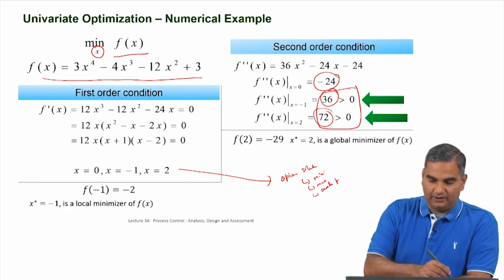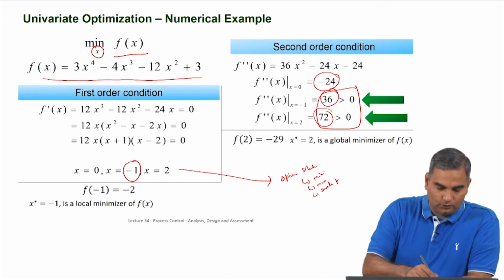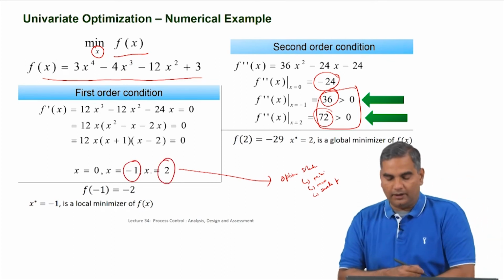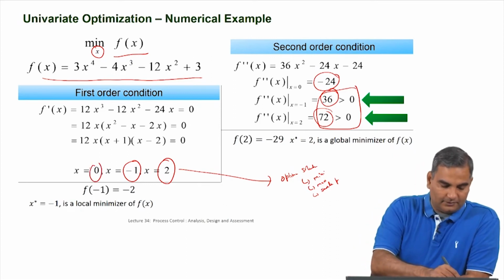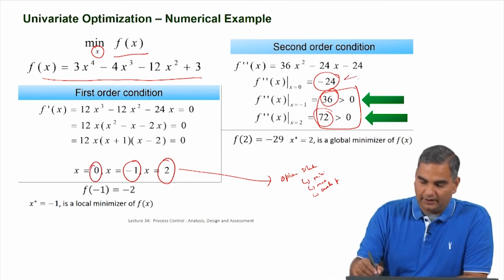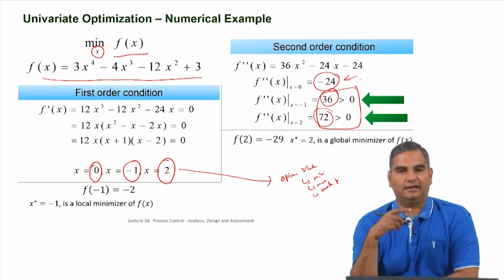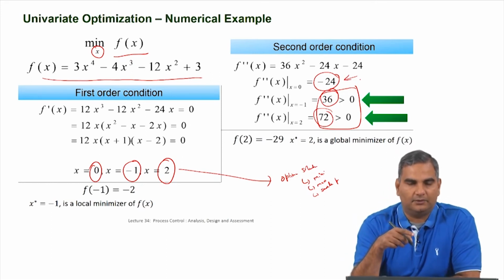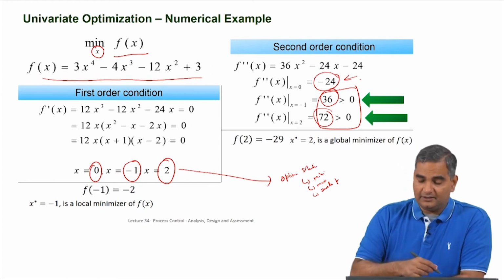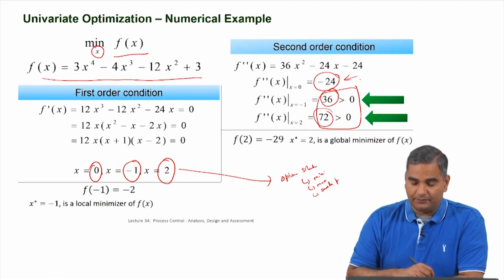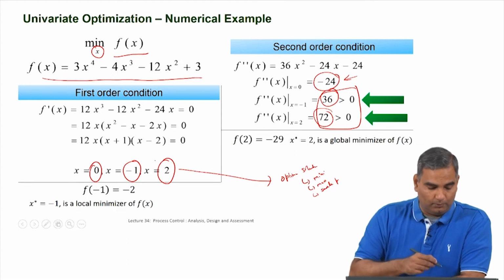So in other words, of these three, minus 1 and 2 are minimum points, and 0 is a maximum because this is negative, second derivative is negative. So second derivative negative is a maximum, and second derivative positive is a minimum point. So even in this case, you already see that there are two minimum points.